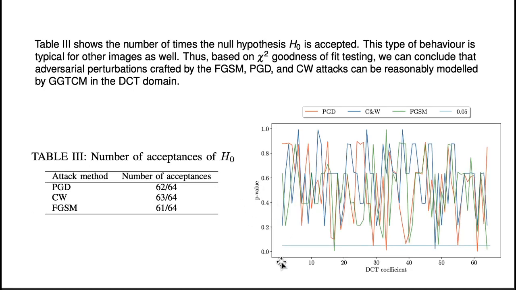As we show in this figure, there are 64 coefficients and this is the significance level. For the BGD attack, 62 were accepted, for the CW attack 64, and for FGSM 61, which indicates that our model, GGTCM in the DCT domain, can model our adversarial perturbations.